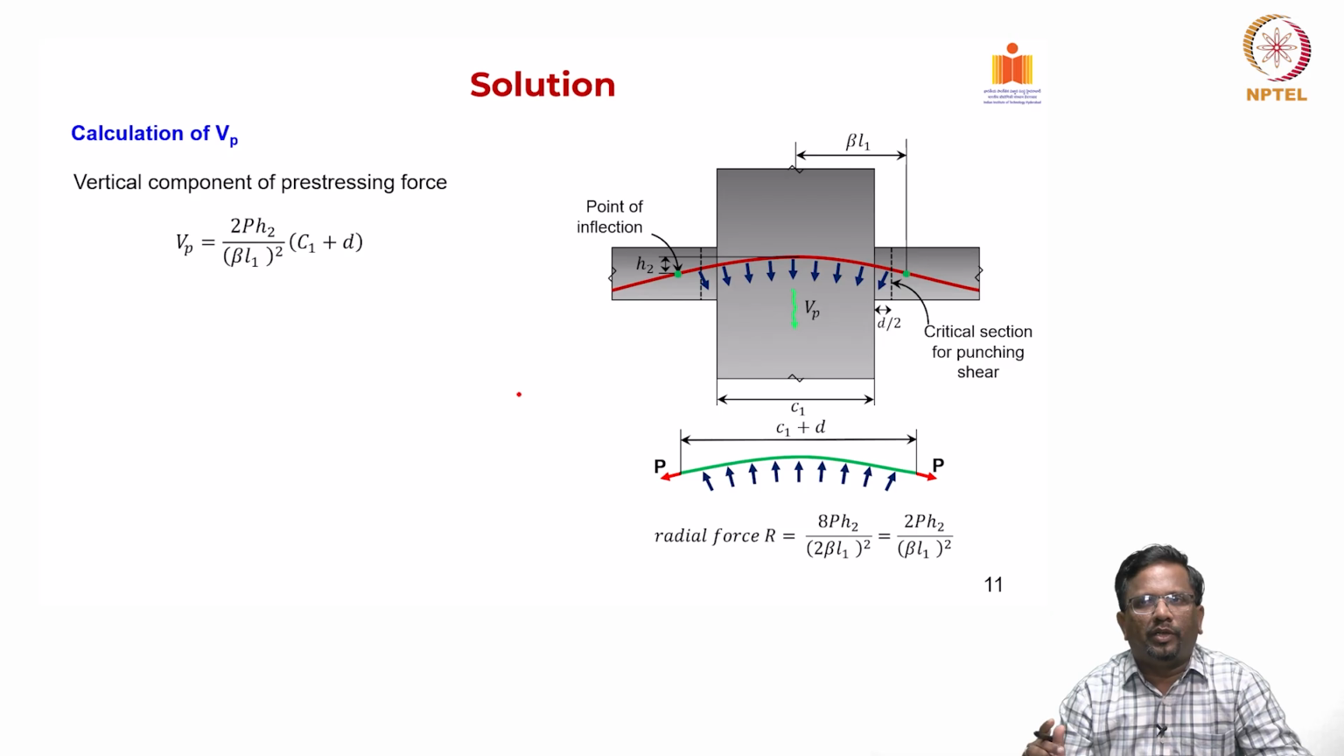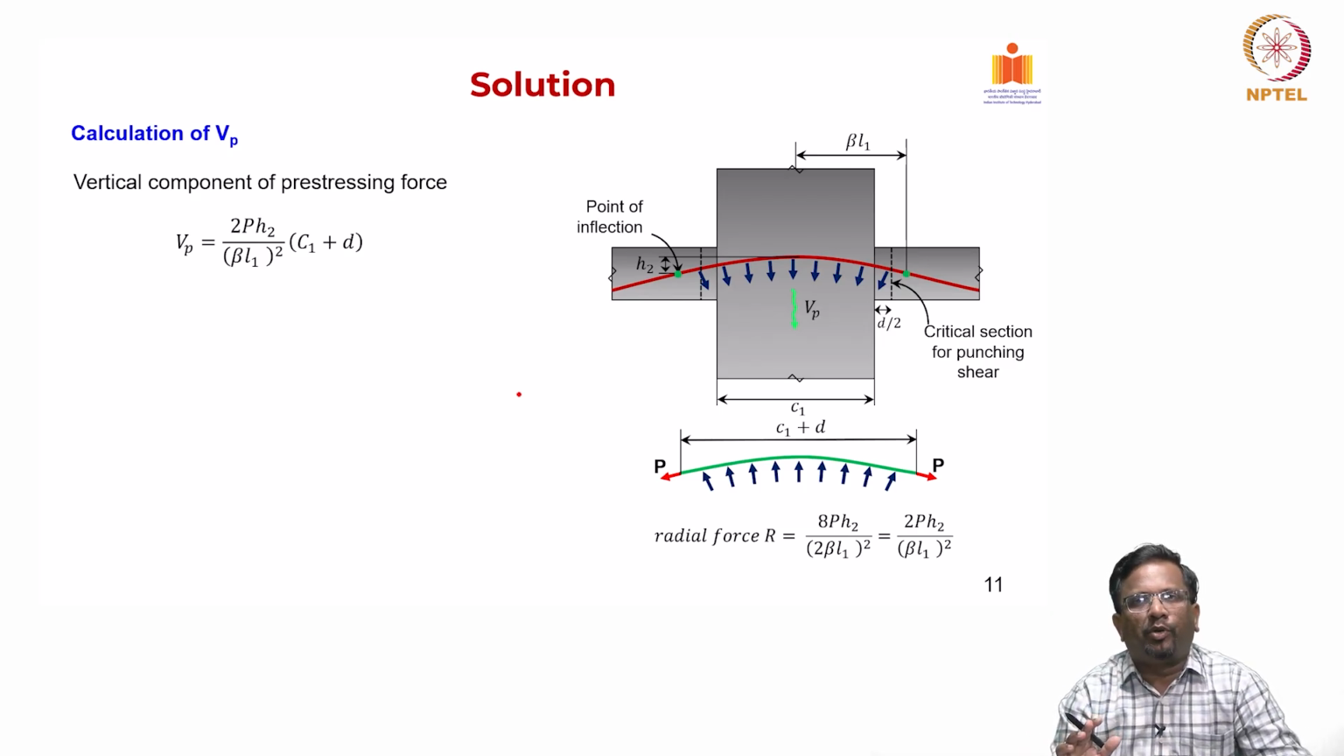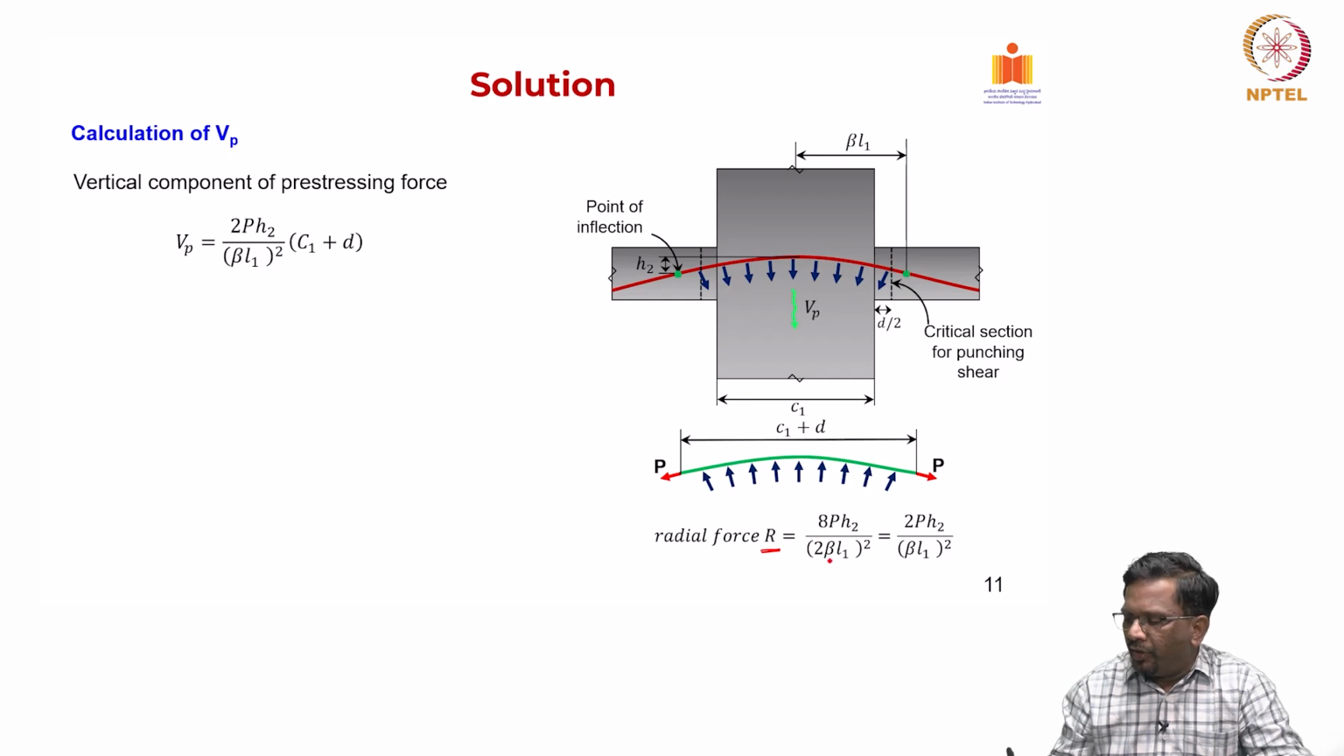Now we have studied in the previous load balancing approach as well, if the cable profile is parabolic, it is going to create a vertical force per unit length proportional to the slope change of the cable profile. Now, the radial force, that is what we say here in this schematic, can be derived as we have done in the previous classes as 8 into P into H2 divided by 2 beta L1 the whole square, because this entire length is beta L1 times 2. So, this is the overall length and this is your radial force equation.